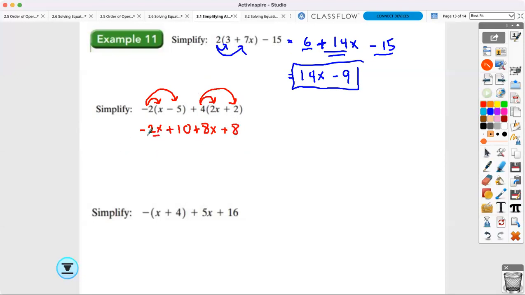Well, I know that I can combine the x with the x and then the number with the number. Now, negative 2x plus 8x: I owe 2, but deposit 8, so then I will have 6x left over. 10 plus 8 is just 18. And we're done.